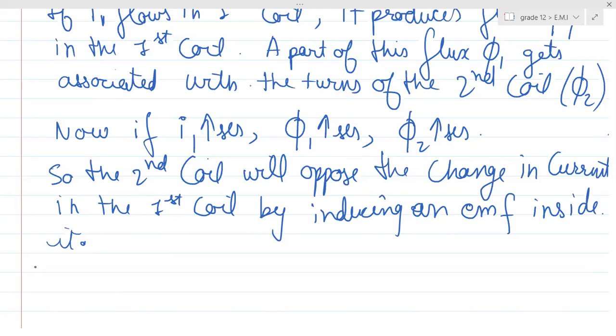Are you getting my point, guys? Yes, sir. Okay. So remember this example so that at least you will get to know what exactly is mutual induction.